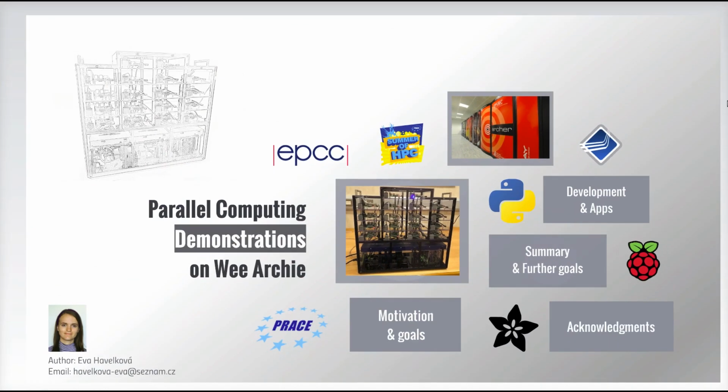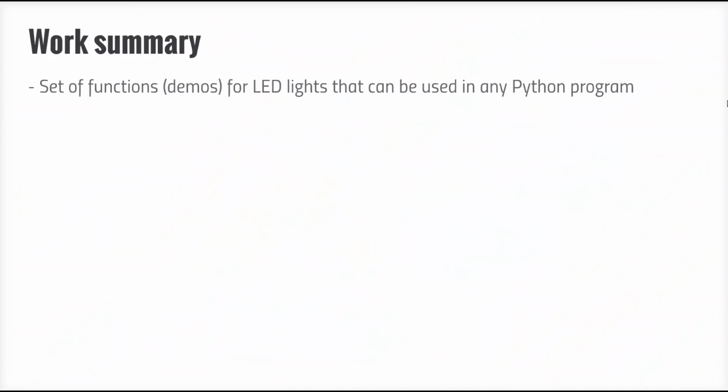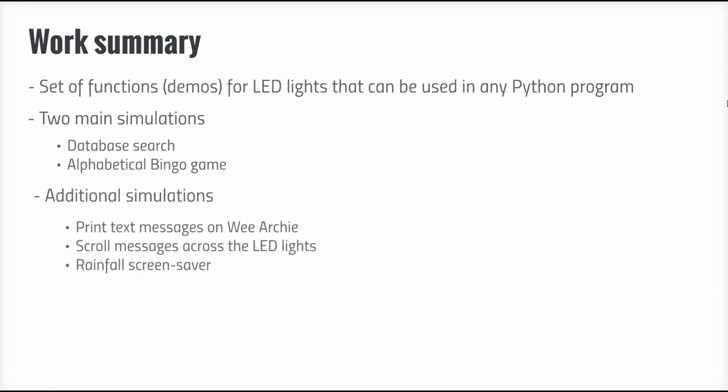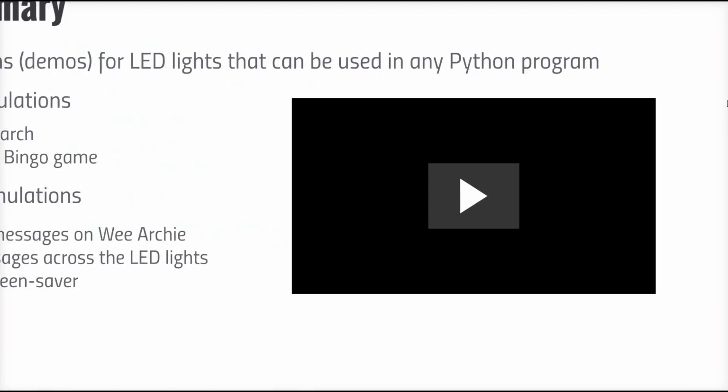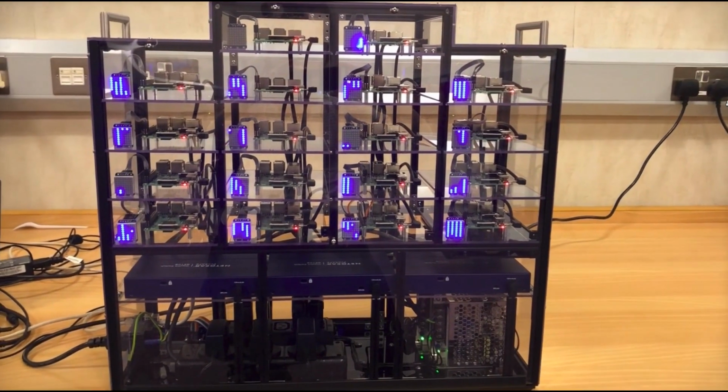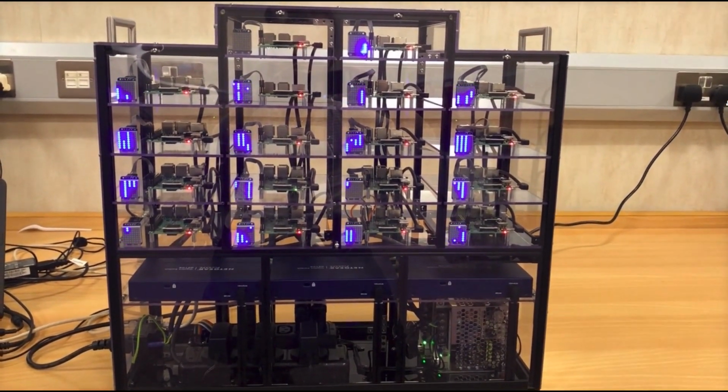To sum up, as an outcome of this project, we have a set of functions or demos for the LED lights that can be used in any Python program, and we have the two main simulations that you have seen already. Besides that, we also have some additional simulations that are mostly just for fun, such as this rainfall screensaver that can be used if Wee Archie is idle and no one is currently working with it.